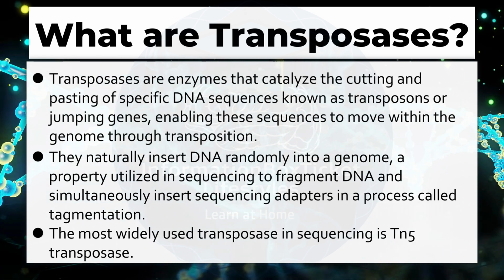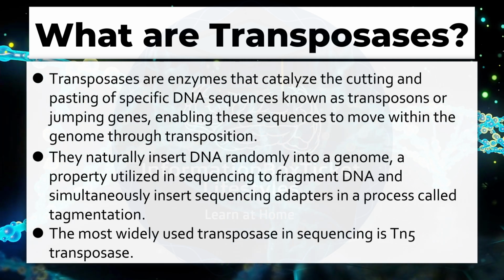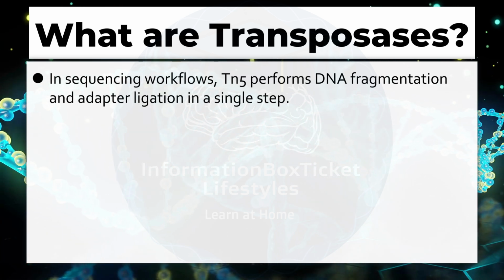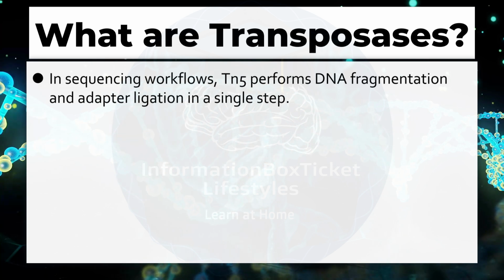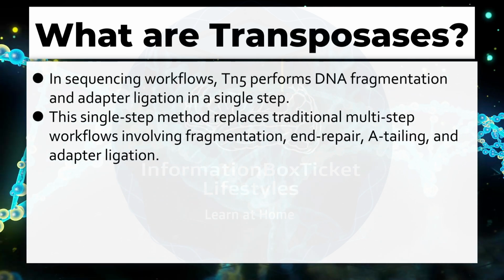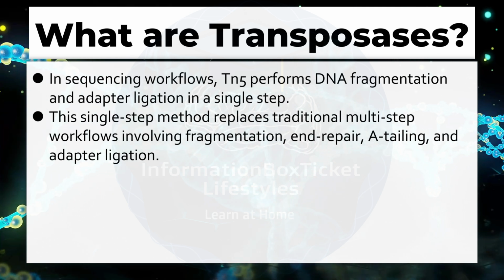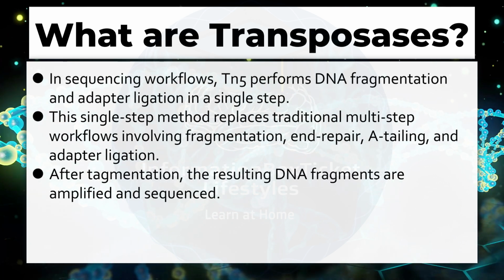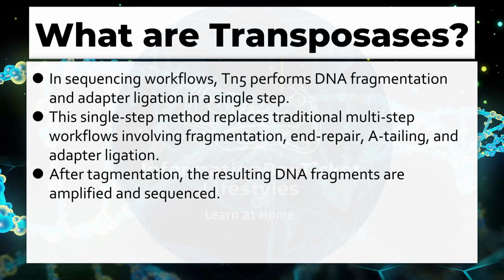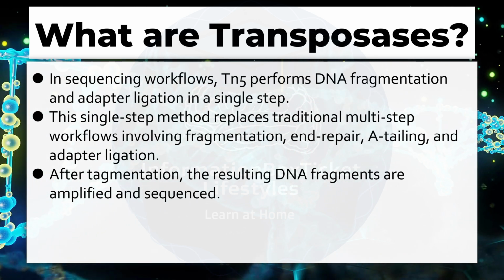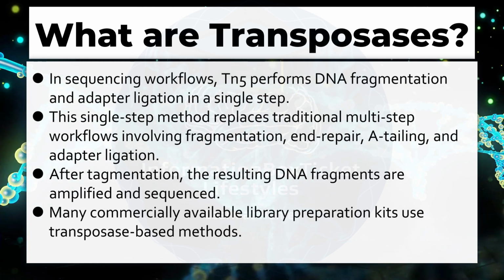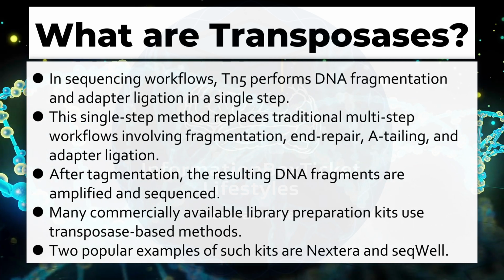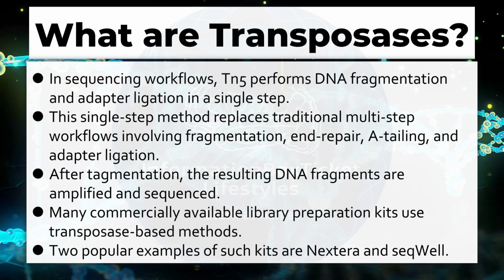The most widely used transposase in sequencing is Tn5 transposase. In sequencing workflows, Tn5 performs DNA fragmentation and adapter ligation in a single step. This single-step method replaces traditional multi-step workflows involving fragmentation, end repair, A-tailing, and adapter ligation. After tagmentation, the resulting DNA fragments are amplified and sequenced. Many commercially available library preparation kits use transposase-based methods. Two popular examples of such kits are Nextera and Sequel.